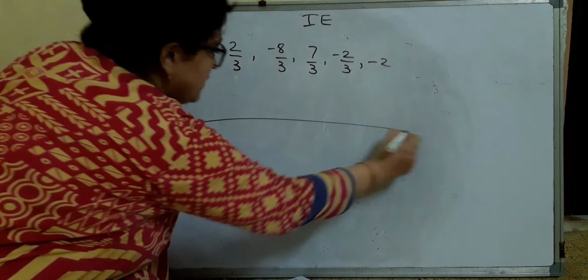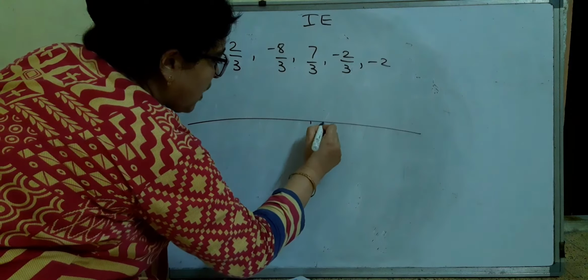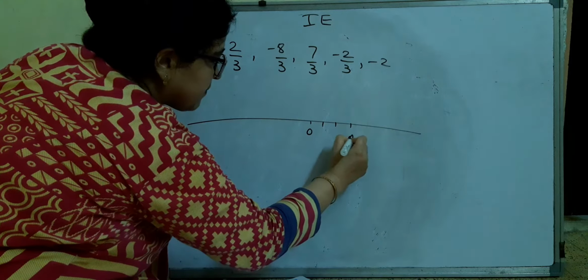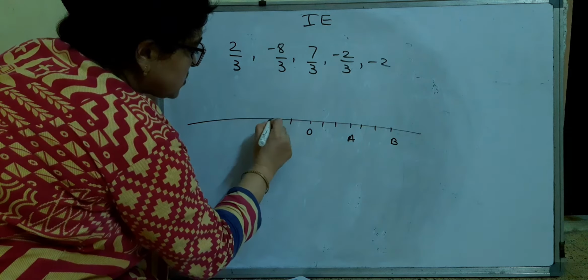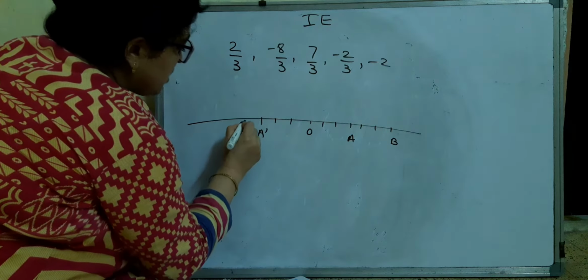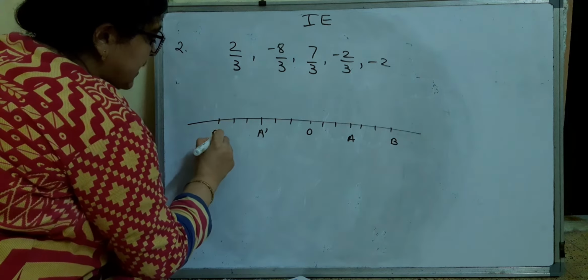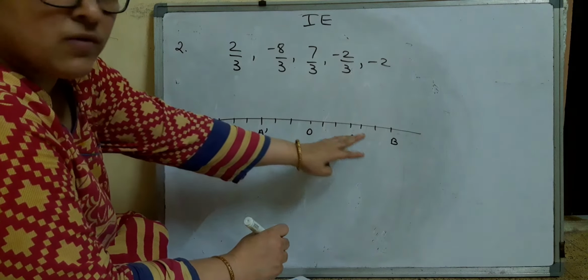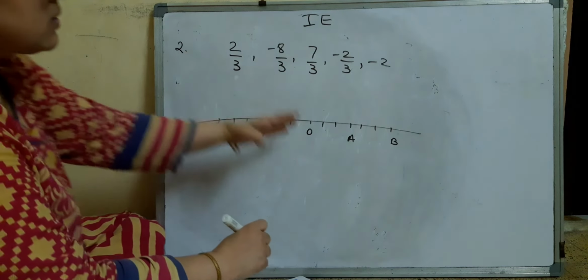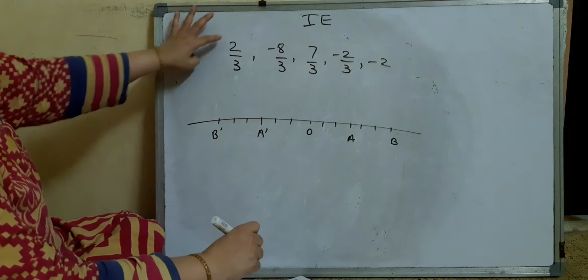So on this number line we first write 1, 2, 3, A. 1, 2, 3, B. 1, 2, 3, A dash. 1, 2, 3, B dash. Right? Because the denominator is 3, the division is always 3. If the denominator is 4, there are 4 divisions. Right? Now first, 2 upon 3.